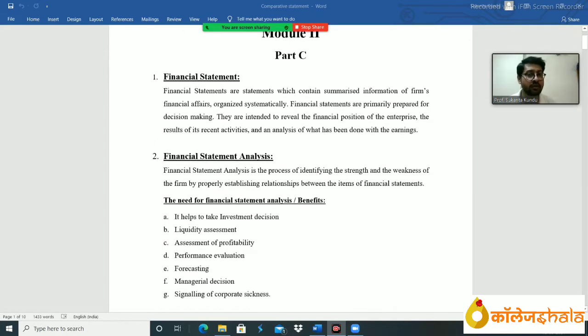Now coming to the point of financial statement analysis, as I said earlier, it is the process of identifying the strengths and the weaknesses of the firm by properly establishing relationships between the items of financial statements, and it helps us to take investment decisions. It also helps us to assess the liquidity of the firm, assessment of profitability, performance evaluation, forecasting, etc.